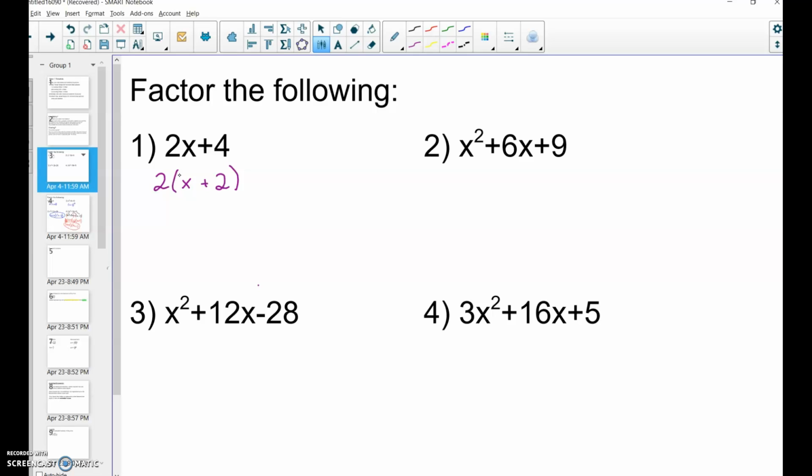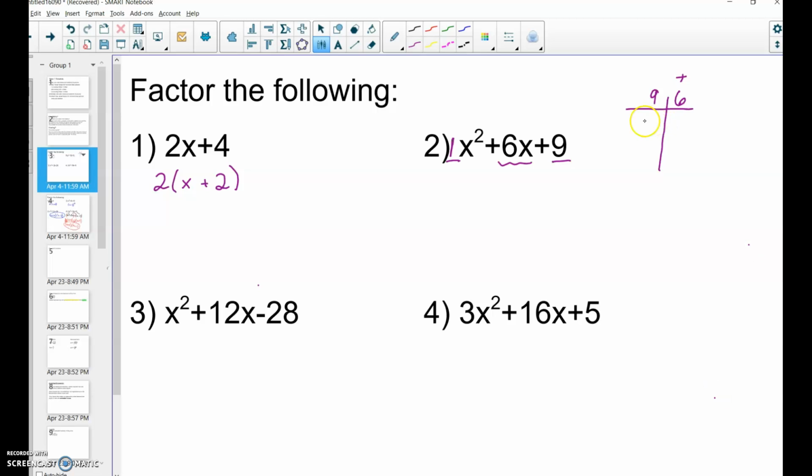For your second one, you do have a trinomial. So we're looking at what the first number and the last number multiply to, and they need to add up to this middle number of 6. So we're looking for numbers that multiply to 9 and add up to 6. If you remember earlier in the year, if you have a 1 in front of that very first term, you don't need to do any of the splitting of terms with that one. You can just find the numbers for your factors and then write your parentheses with that.